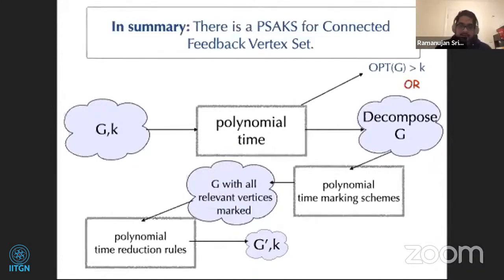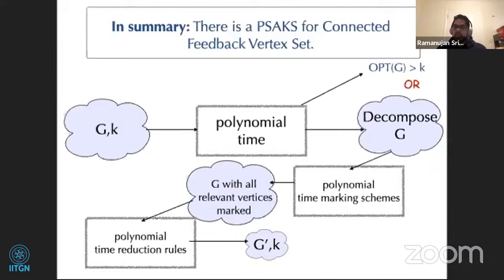Okay, so that's what I wanted to say about PSAKSs. Again, before I move on, let me quickly comment on the form of this PSAKS. The size of the PSAKS is k to the order some 2 to the 1 over epsilon. So the question there is, can you do better? Can you get an f of 1 over epsilon times k to the c sized kernel?